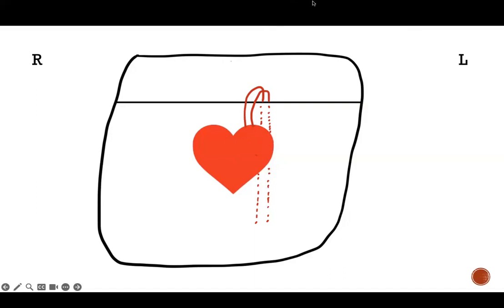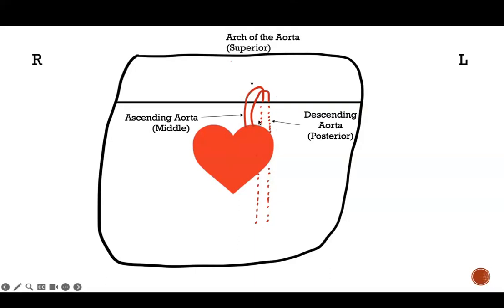This part of the aorta, where it leaves the heart directly, we call the ascending aorta. This part we call the arch of the aorta because it arches. And this part we call the descending aorta or the thoracic aorta because it's descending. Another rule to remember: any root of a great vessel lies in the middle mediastinum.